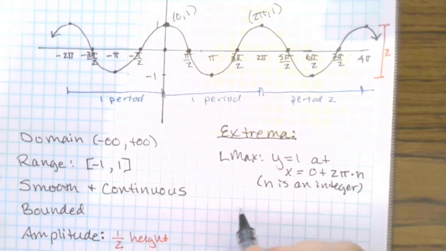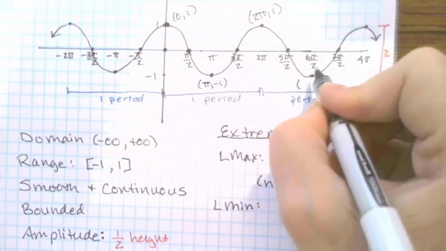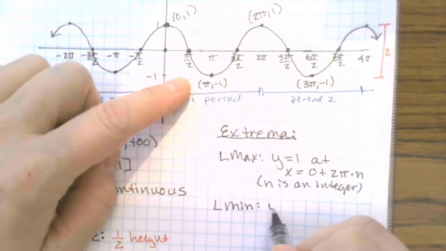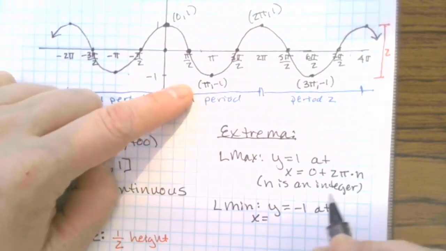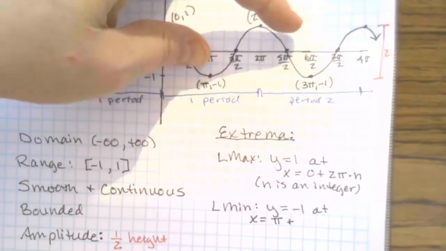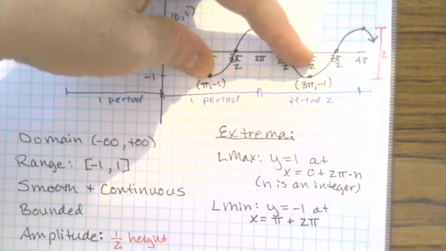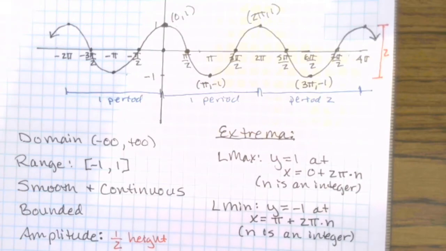That's our max. Okay, local minimum. Well, I have a minimum here. This is at (pi, negative 1). My next one is here, which is at (3 pi, negative 1). So the local minimum is y equals negative 1 at x equals, so give the first x value, which is pi, plus the distance from the first one to the second one, which is 2 pi, and everything else is a multiple of 2 pi, so it's pi plus 2 pi times n, where n is an integer. So any whole number that you use for n is going to land you on a local minimum.